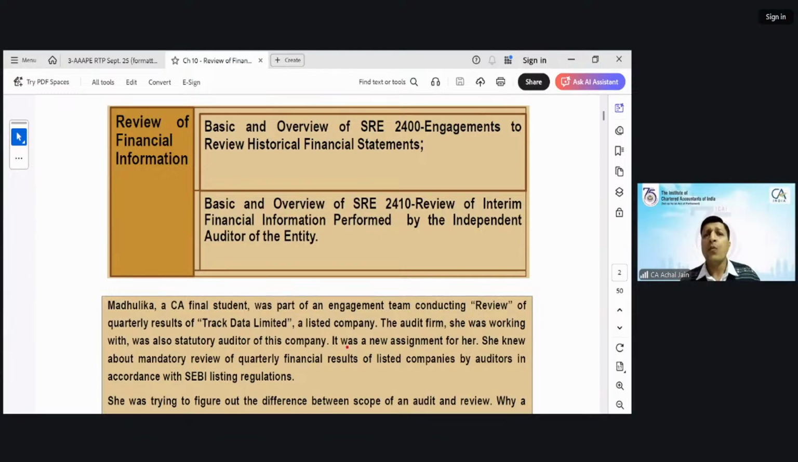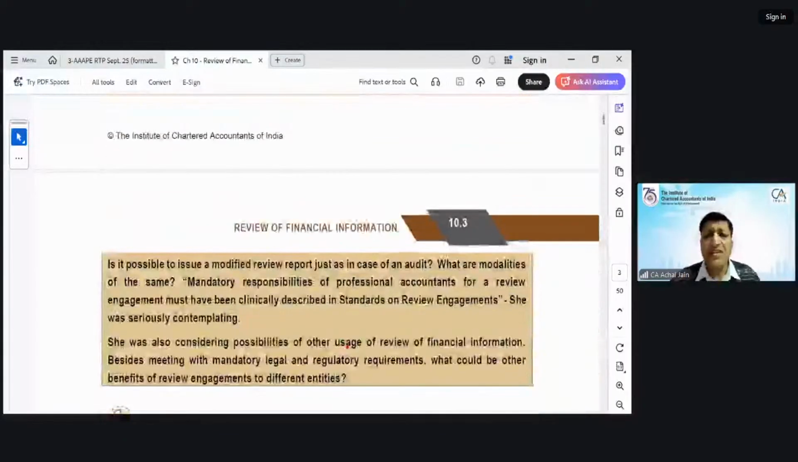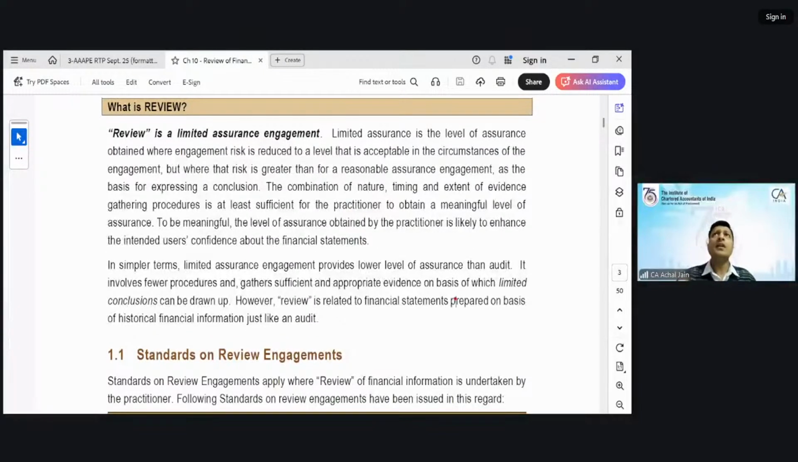Now, what is the meaning of review and how is this different from audit? That is again something we are going to discuss. So we have a couple of standards here. These are the standards on review engagement. Now, please remember that we are not calling them auditing standards. Why? Because it's not an audit. SRE 2400 deals with engagements to review historical financial statements. SRE 2410 is about the review of interim financial information performed by the independent auditor. Now, let's pick up both these review standards one by one. But before we get on to the individual standards, it's important to understand the meaning of review first and how it is different from audit.